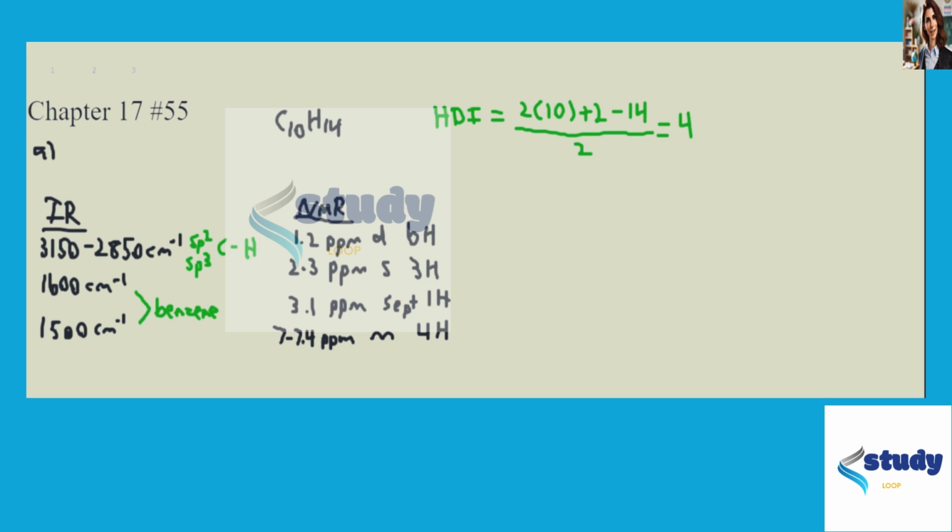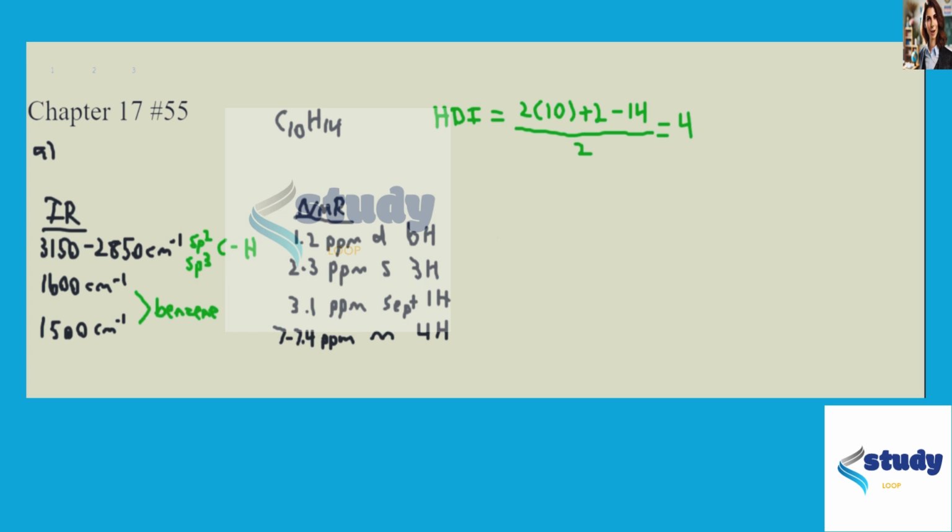The IR data that we're given doesn't tell us much. We have sp2 and sp3 carbons bound to hydrogens. And then we have these peaks at 1500 and 1600, which are characteristic of a benzene ring. That agrees with our HDI. Anytime you see an HDI of 4 or more, you should know that a benzene ring is a possibility, because the ring counts for 1 and the 3 double bonds count for 3. So 4 or more, think potentially a benzene ring.